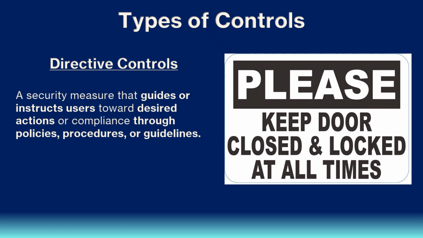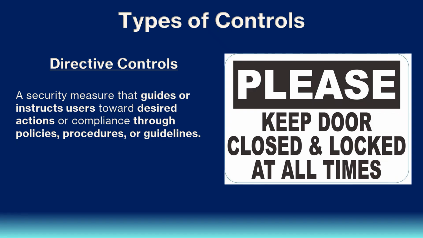Now, the next is directive control. Directive controls are all about guidance. They tell people what to do or what not to do to keep the environment secure. Think of security policies, training programs, or warning banners. Warning banner, as you are seeing on the screen, to keep the door closed and locked at all times. This is to keep the premise secure. These controls set expectations for good behavior and warn bad actors against breaking the rules.